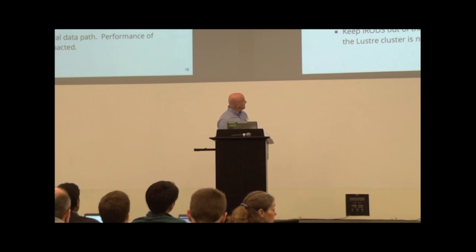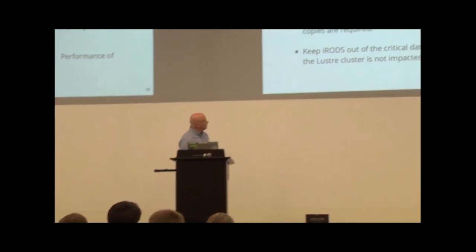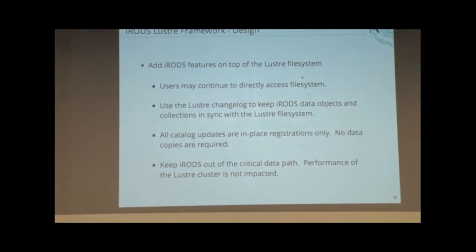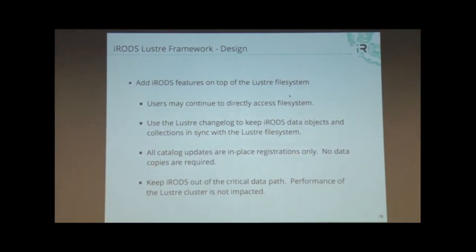The design of it is users can directly access their file system. We use the Lustre changelog, similar to Robinhood, to keep iRODS in sync with the Lustre file system. All catalog updates are in place registrations, which means that we don't copy data. We're not in the data path at all, so we will not impact anyone's performance. We just register the changes within the database.